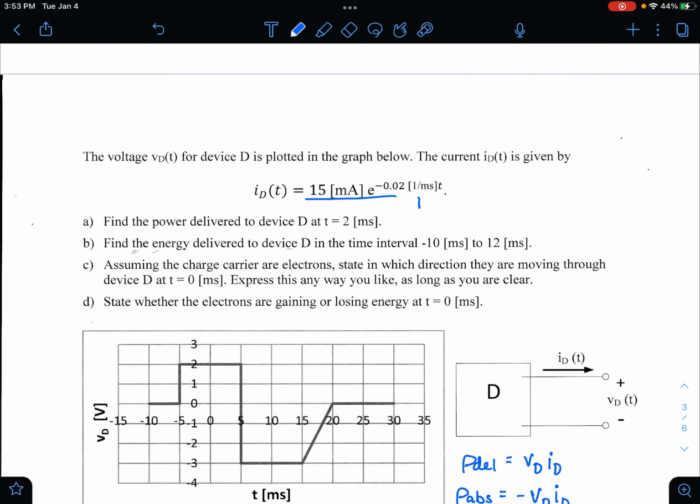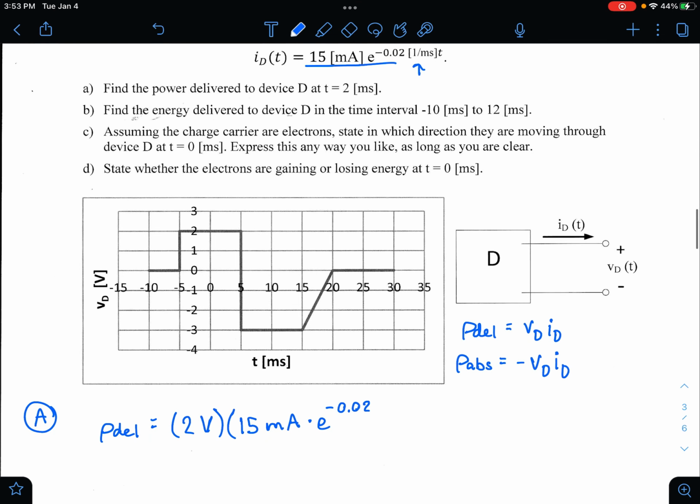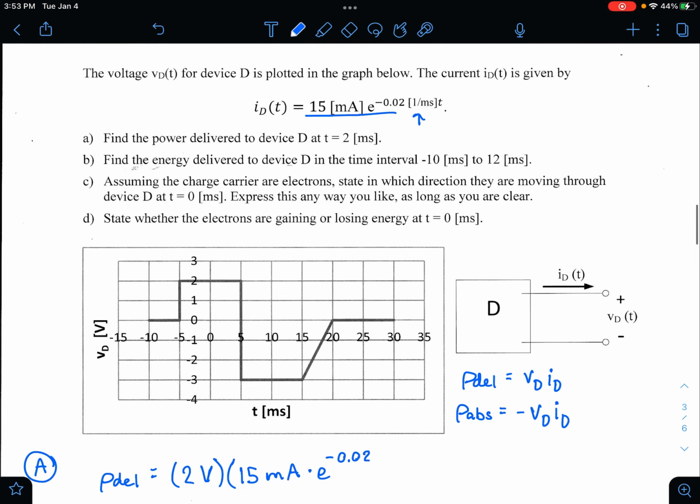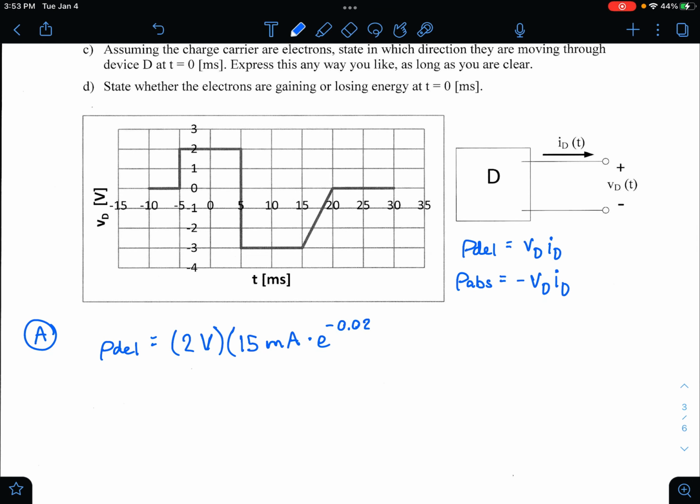And so this 1 over milliseconds here means that in order to cancel that out, our t has to be in milliseconds also, which it is. And so that is no problem. If it wasn't, say if it was in seconds, we'd have to convert it to milliseconds. So we have the 2 milliseconds over here for t. Now we plug all this into a calculator.